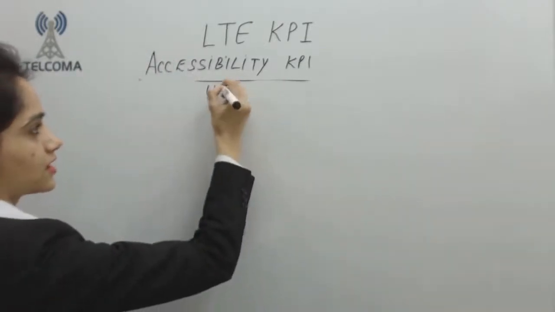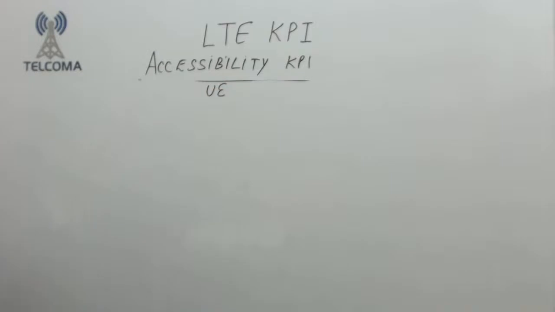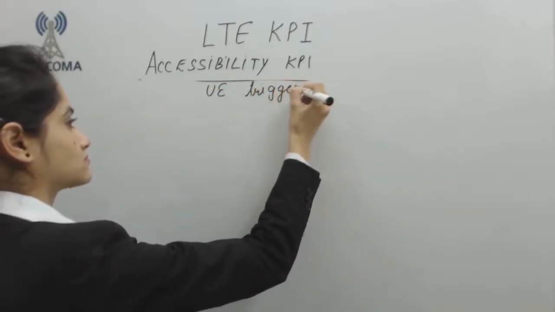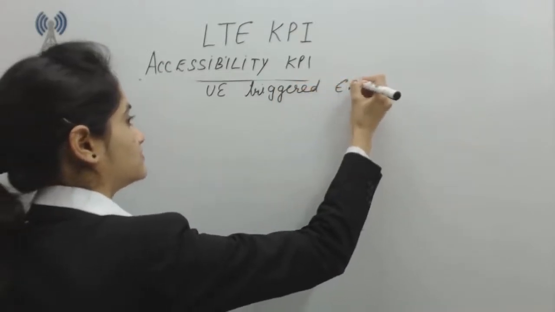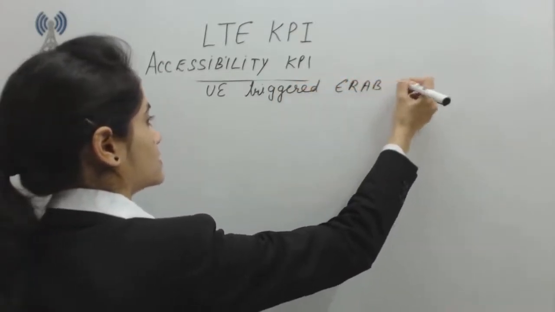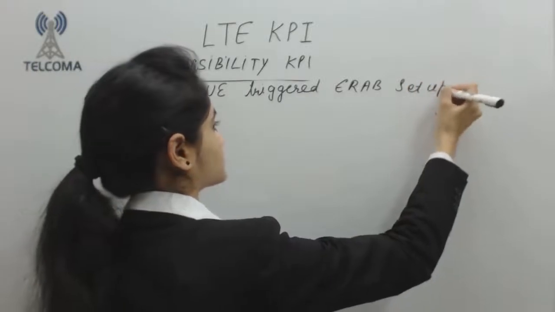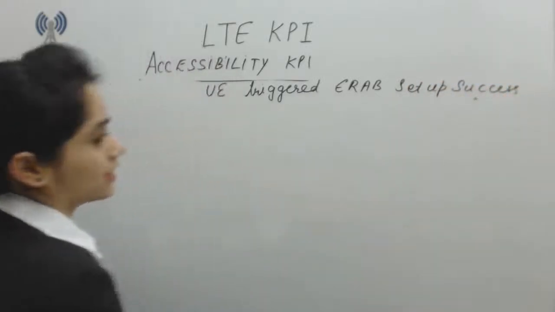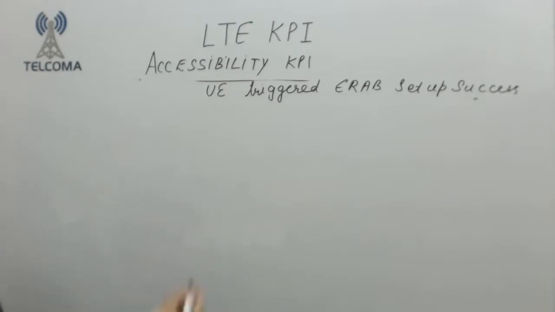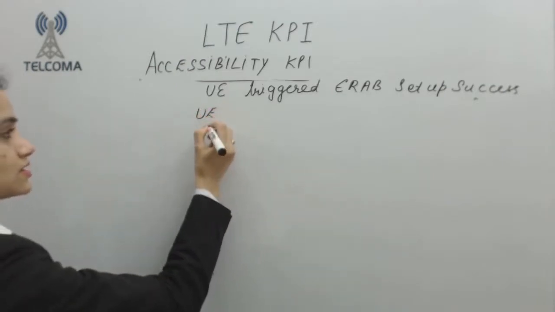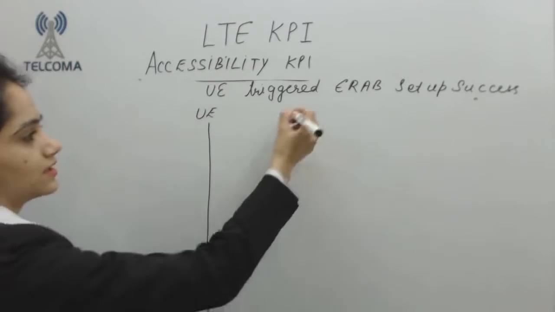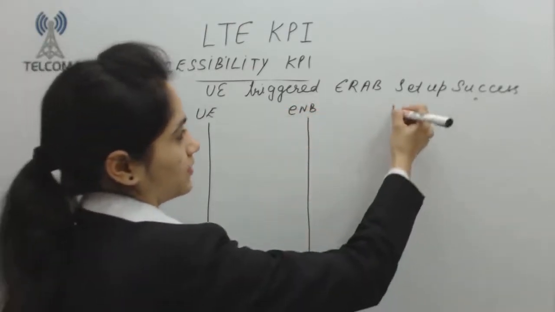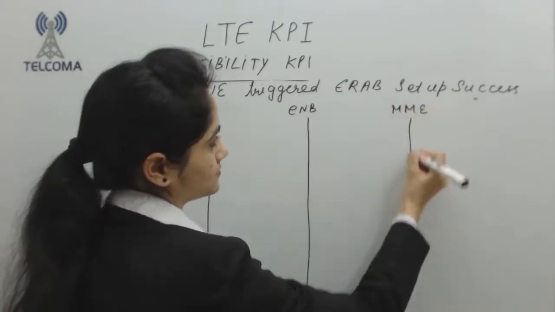So we have a case of UE triggered E-RAB setup success. Okay, now how does the UE trigger? Again we require entities like user equipment, then we require eNodeB as a second entity, and we require the MME.